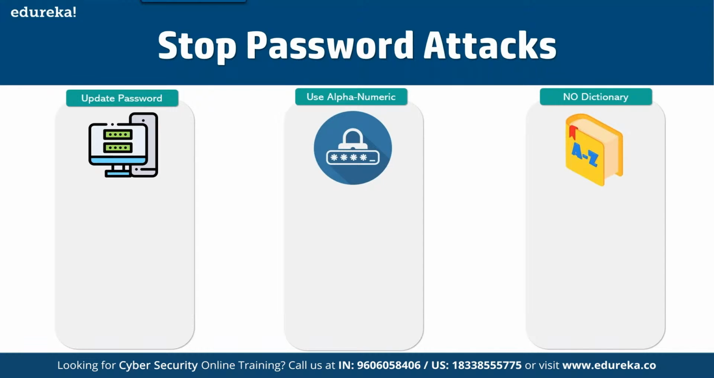Next is you should use alphanumeric characters, which means that you should use a password which has a combination of numbers, alphabets, and special characters. And the last one is no dictionary, which basically means that it's always a good idea to use a password that makes sense to you only. You should not use a common password. Like I said, in the case of a dictionary attack, the hacker will have common passwords like welcome123, QWERTY123. So you should not use a common password. Use a password which is related to you, which makes sense to you for your understanding.